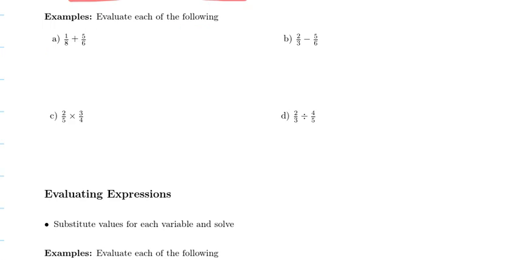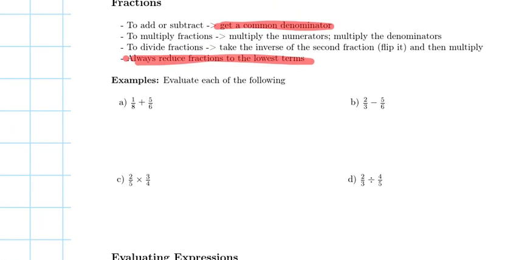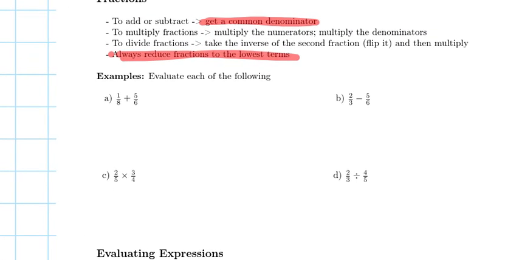So if I have 1/8 plus 5/6, how can I add these two fractions? Because I'm adding, what must I have? We have to get the common denominator. So I need a number that is common for both 8 and 6, all right? So what are the multiples of 8? What are the multiples of 6?